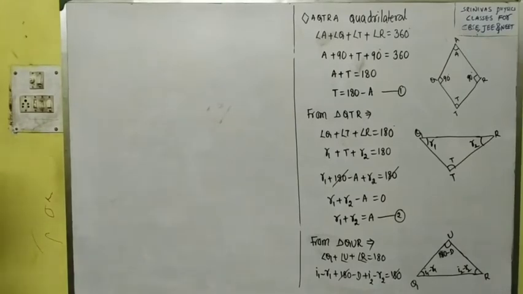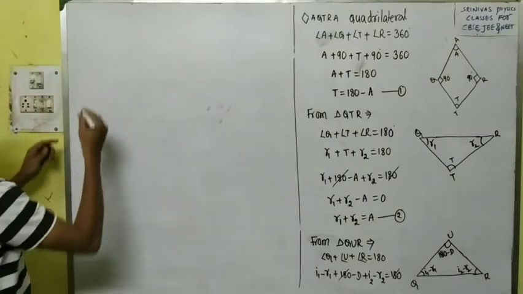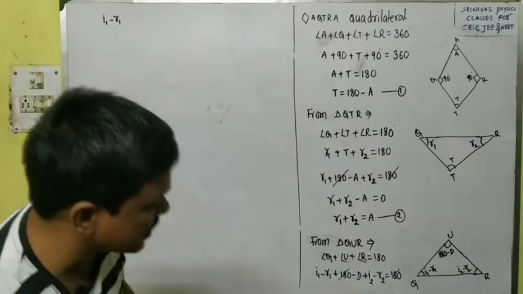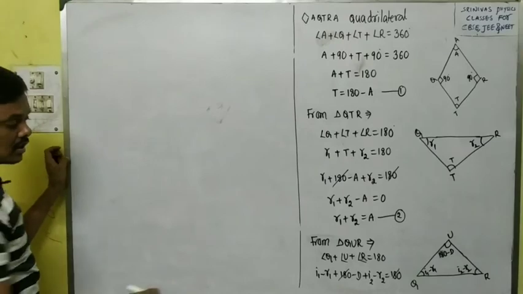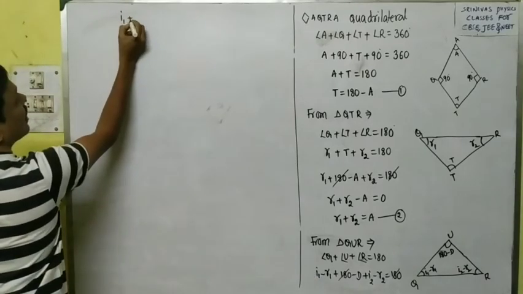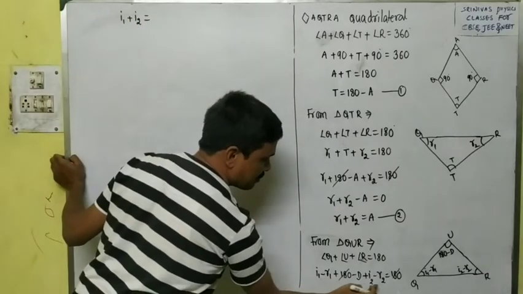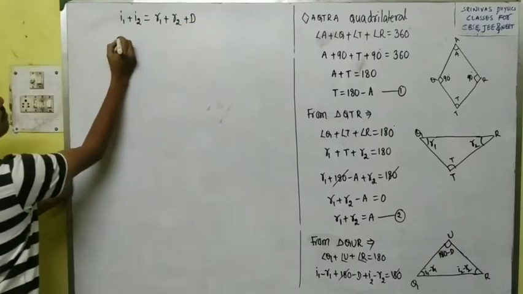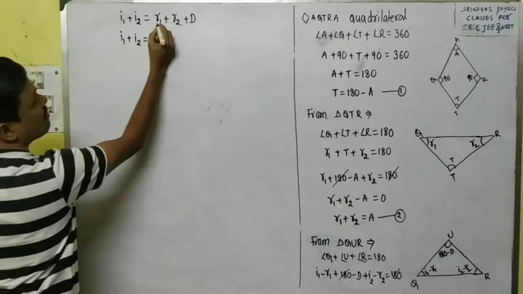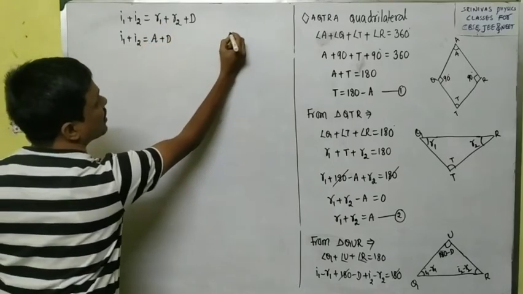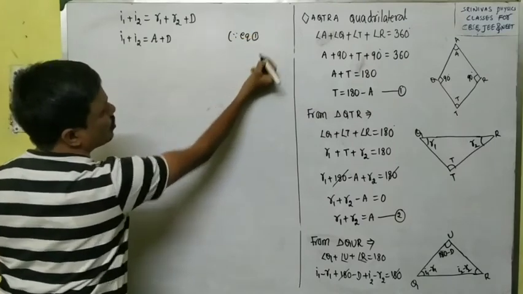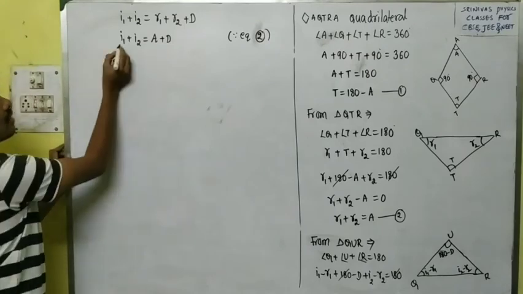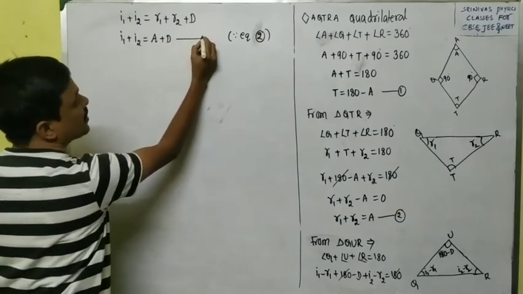I am going to continue the derivation. Here I1 plus I2 remains, and minus R1, minus R2 and minus D we have taken to the right side, that's why they become R1 plus R2 plus D. But R1 plus R2 is equal to A from equation 2. So I1 plus I2 we will get as A plus D. This is equation 3.